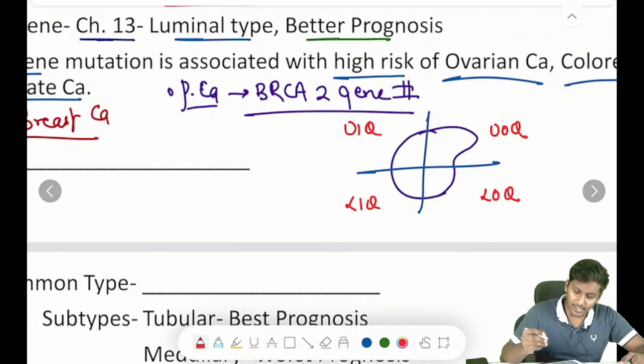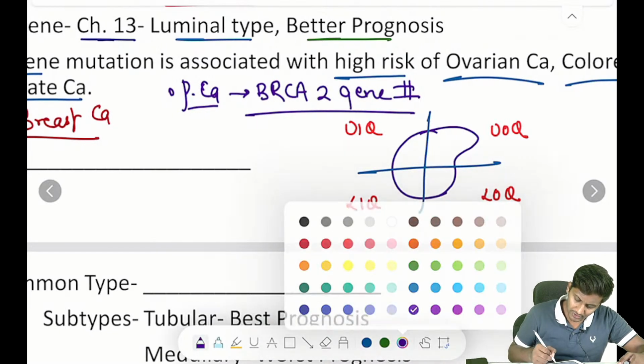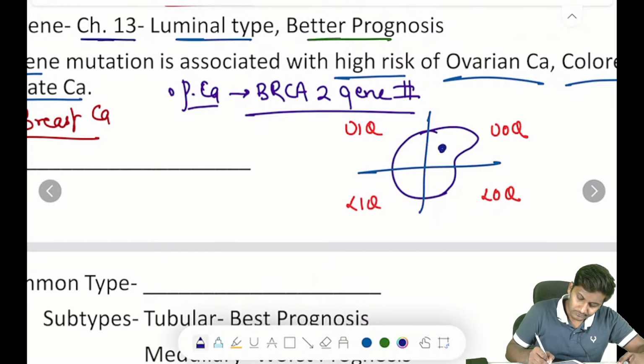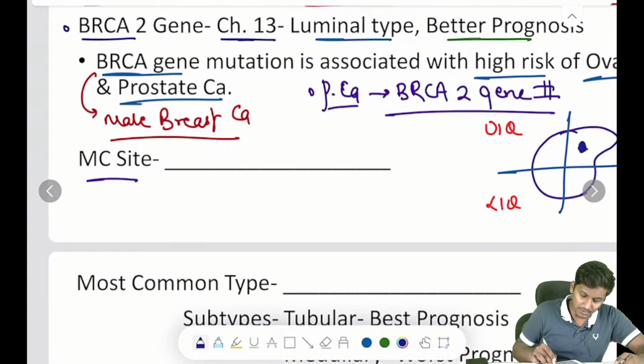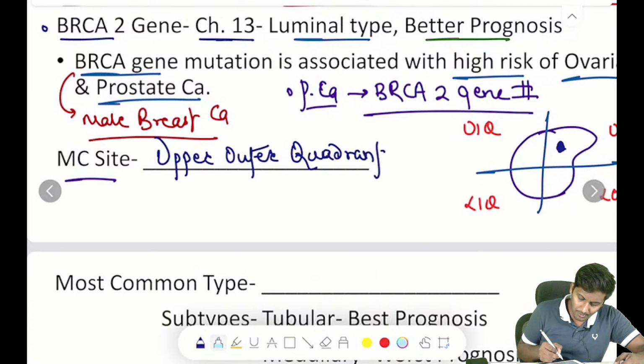The most common site for your breast cancer, this is a previous year question, asked twice in your exam. The most common site of your breast cancer has to be which one? It has to be this site over here. What is this? This is the upper outer quadrant. So please remember the most common site for a breast cancer is nothing but the upper outer quadrant.